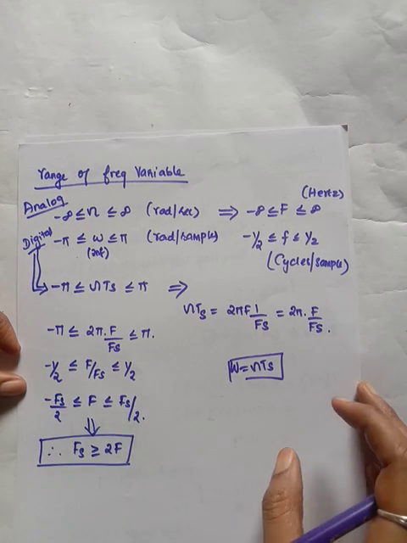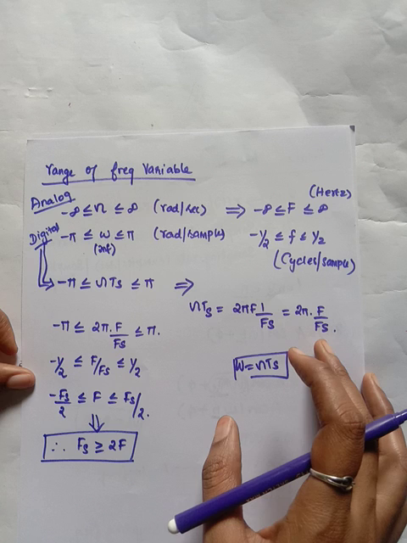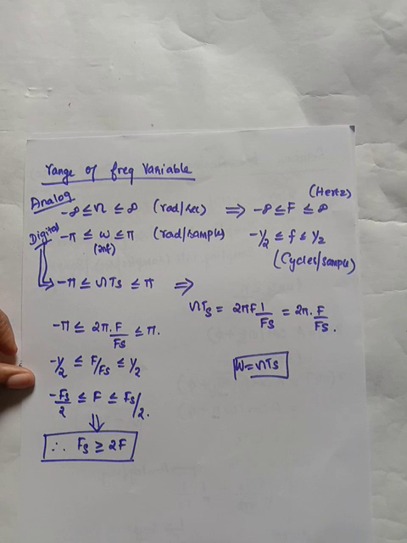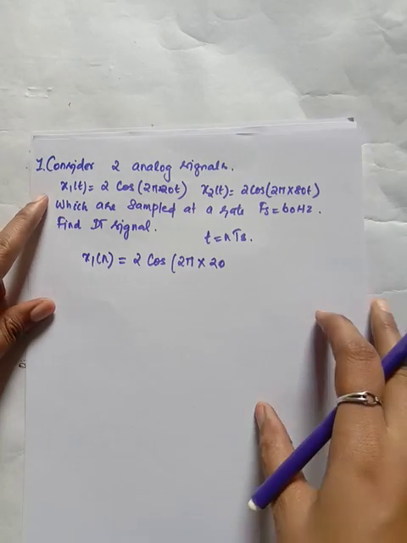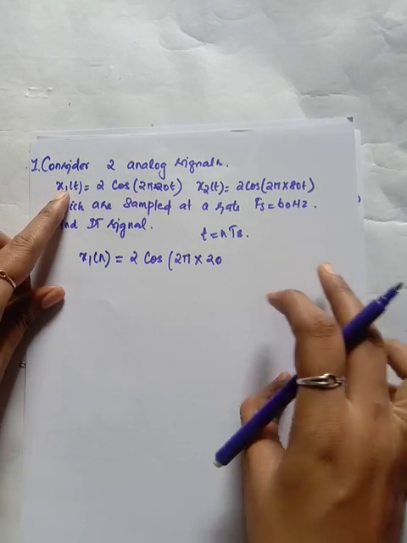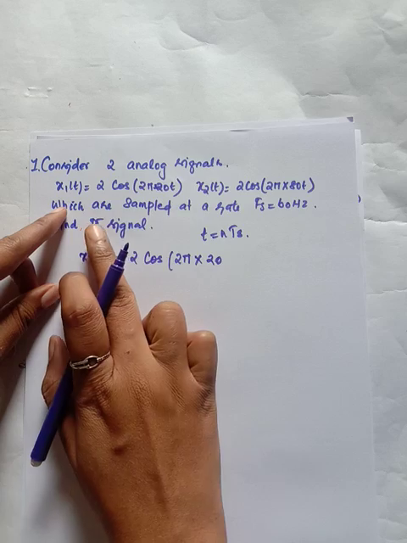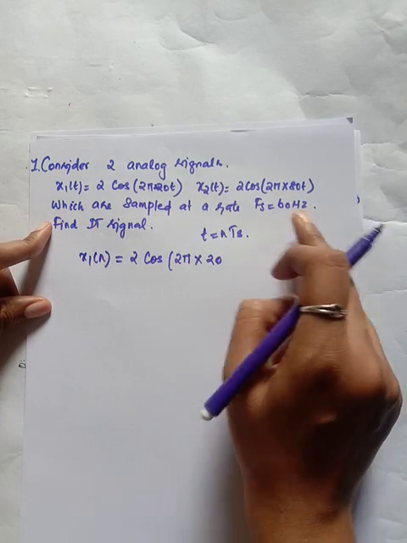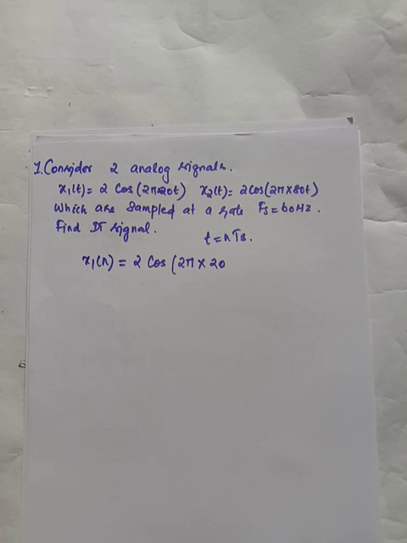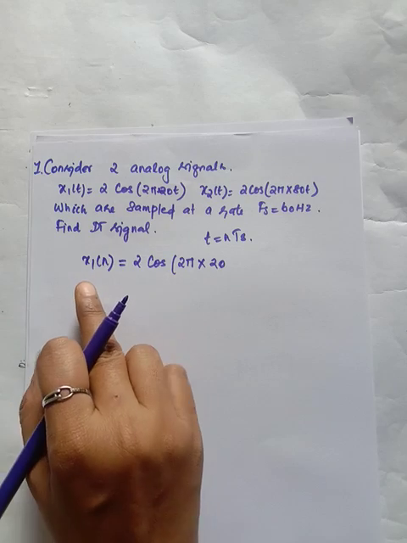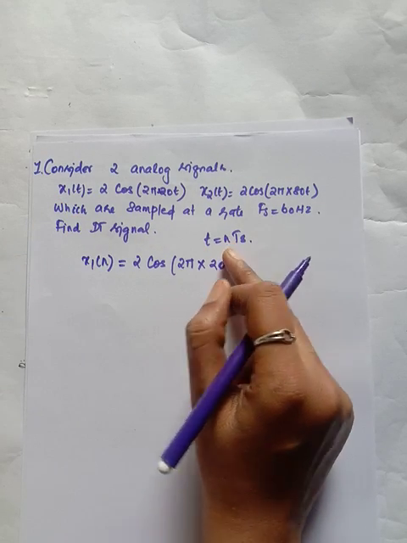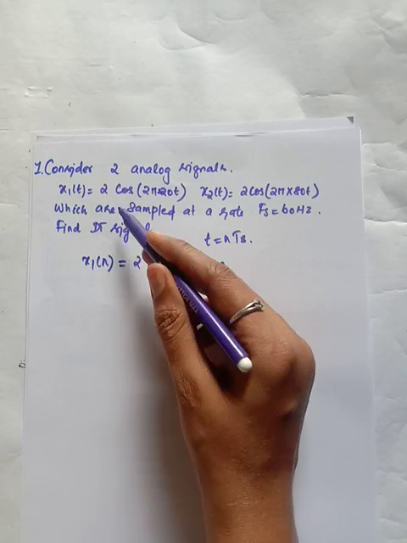So these are some of the basic concepts in sampling. Now we will see the problems in detail. Two analog signals are considered here. These are going to be sampled at a rate of Fs equal to 60 hertz. Now I need to convert this analog signal into a discrete time signal. How do we convert an analog signal into a discrete time signal? By substituting t equal to nTs. So I am writing the signal as such.